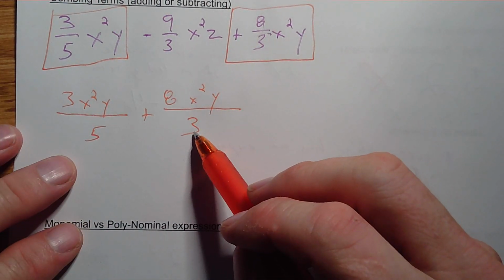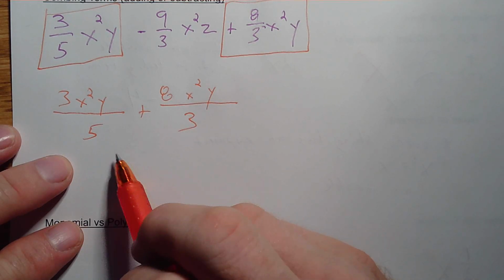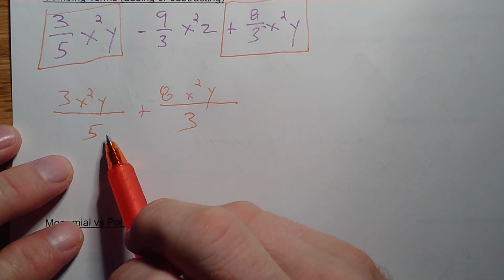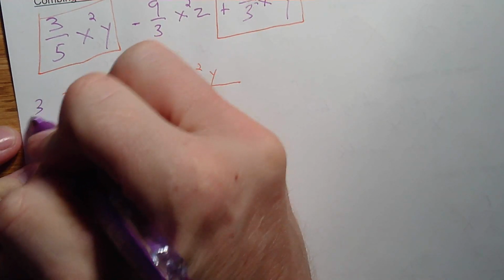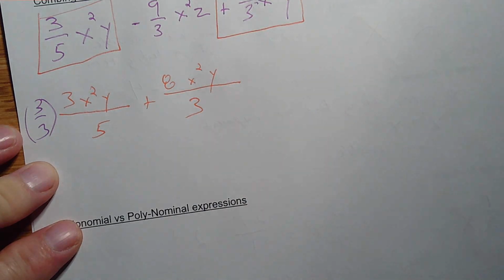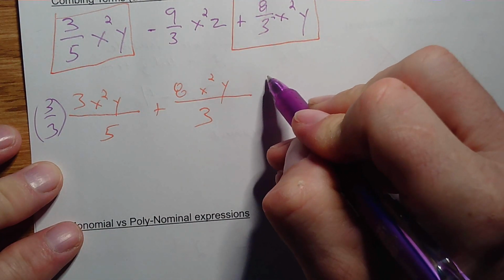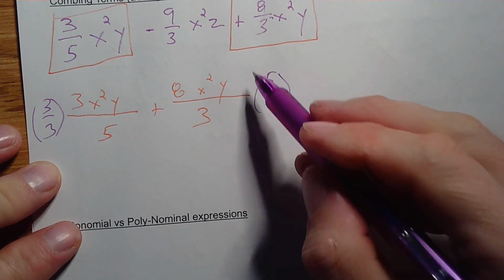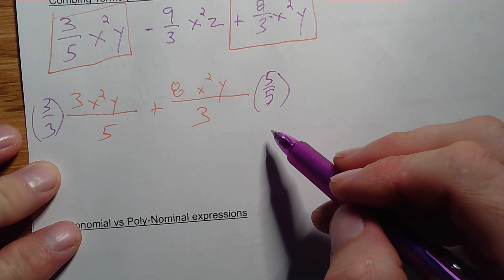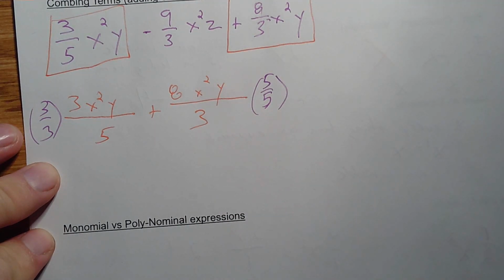Well, the common denominator between these two would be about 15, right? So I'm going to have to multiply this one by 3 over 3. That's multiplying it by 1 in the form of 3 over 3. I'm going to multiply this one by 5 over 5. That's also just 1 in the form of 5 over 5. Okay, so this is going to go into multiplication here, but you'll see this in a second.